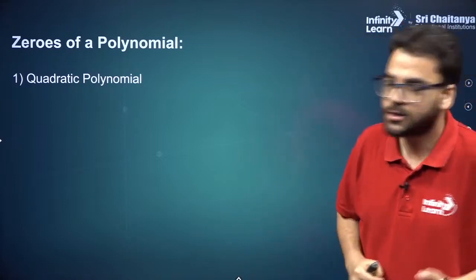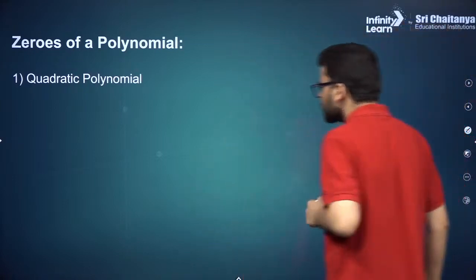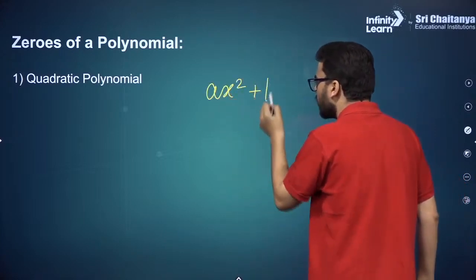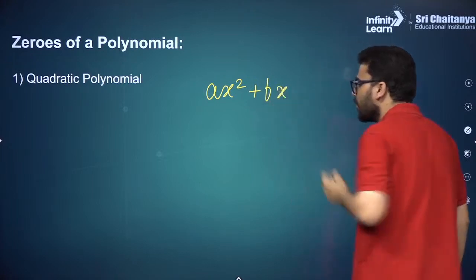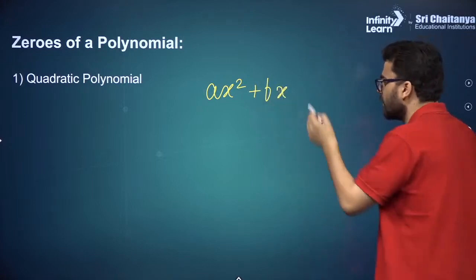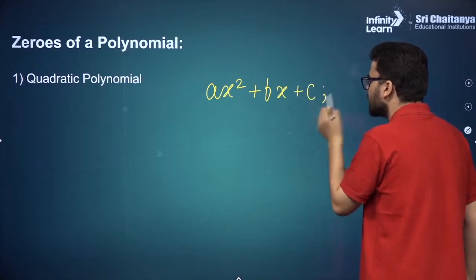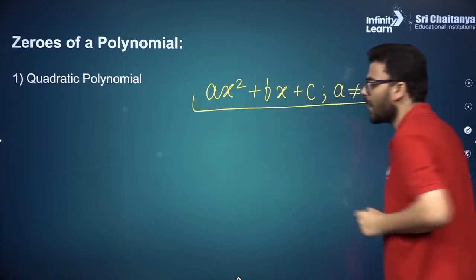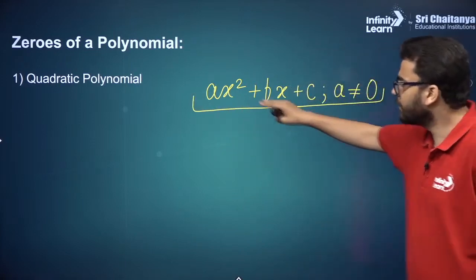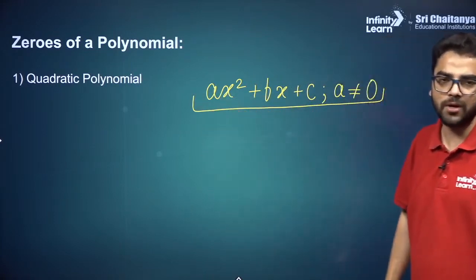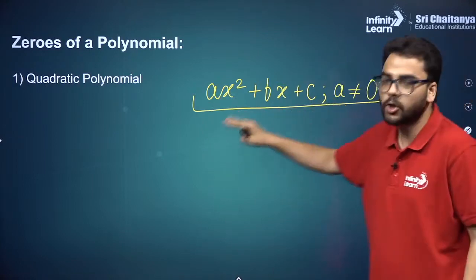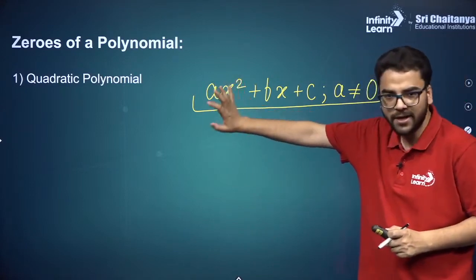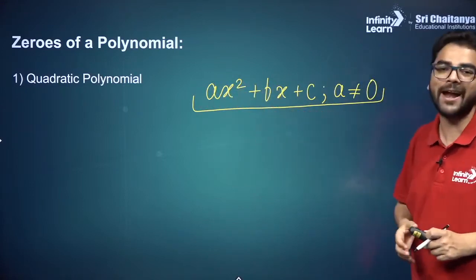For a quadratic polynomial, one student was asking about the standard form. We are talking about quadratic polynomials in one variable. That is ax square plus bx plus c, and obviously a is not equal to 0. The coefficient of x square cannot be 0, because then this will not remain a 2-degree polynomial. If a is 0, this term will vanish, so it will not remain a quadratic polynomial.